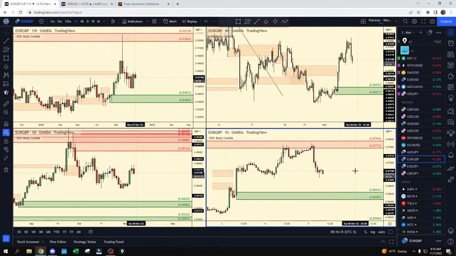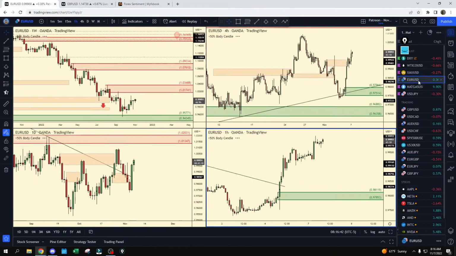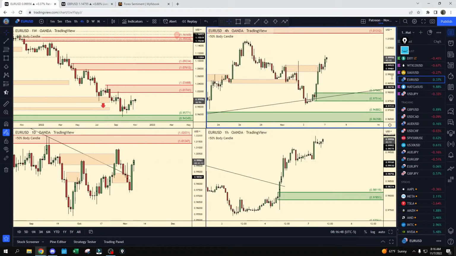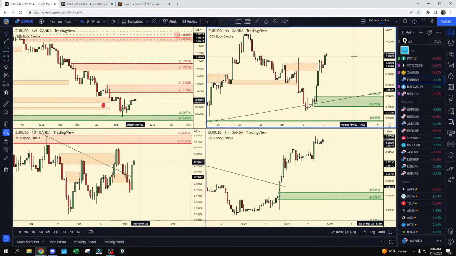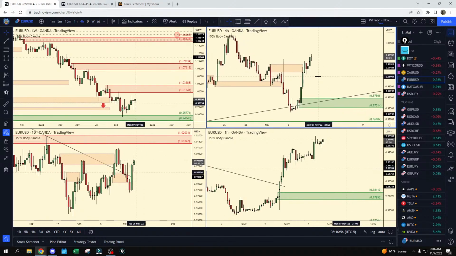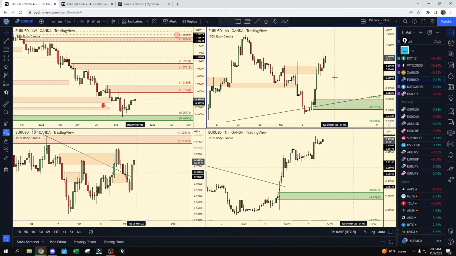Euro USD is at the upper edge of 4 hour resistance. Can we look for a 15-minute short? I don't know. I don't trade support and resistance. I don't really think that it's the greatest strategy of all time or anything. If that's how you trade, I'm not going to say it's incorrect. If that's how you trade, then that's how you trade.